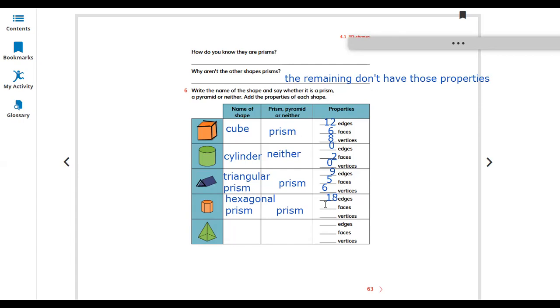What about faces? Six faces all around, like this one, and one up and one down. So six plus two, eight faces for a hexagonal prism. And what about their vertex, corners? One, two, three, four, five, six, seven, eight. Eight here and four on the back. 12. You can say 12 vertex. After this, the last one, square base pyramid.